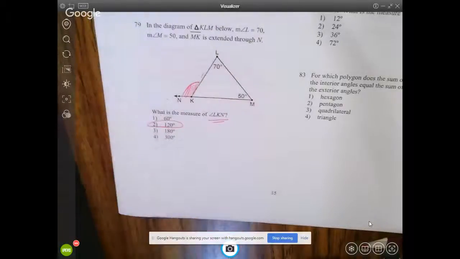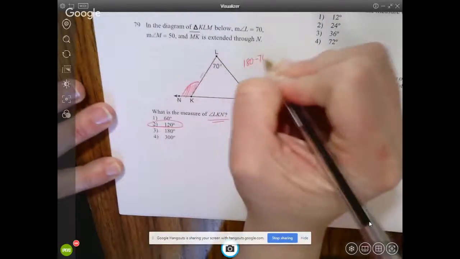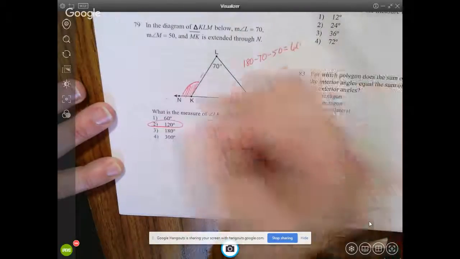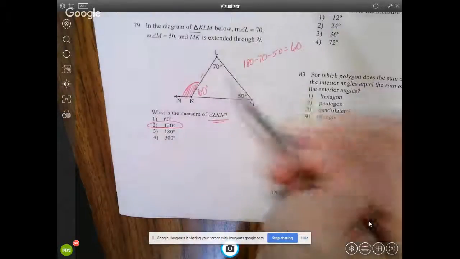I did, because I know a triangle equals 180, so I did 180 minus 70, and I got 110, and then I subtracted it from 50, which is 60. So I knew the inside, the K angle, is 60, and I know a straight line is 180, so I subtracted 60 from 180, so the outside. Can I show you what I did? Yep, that is one way you could absolutely do it.